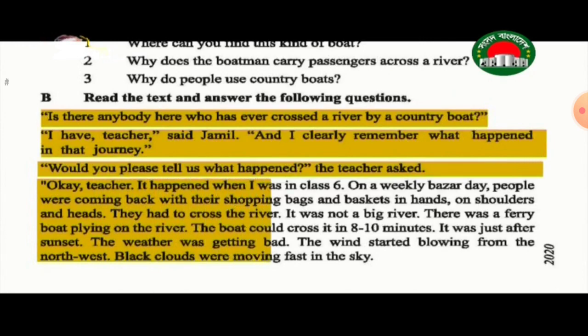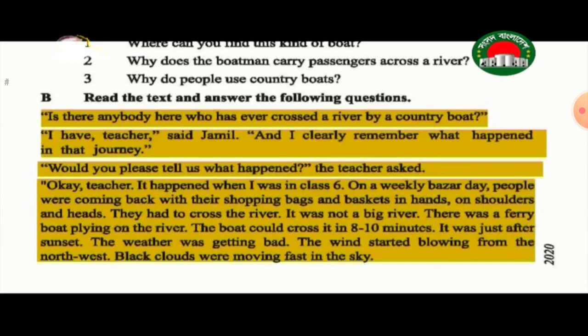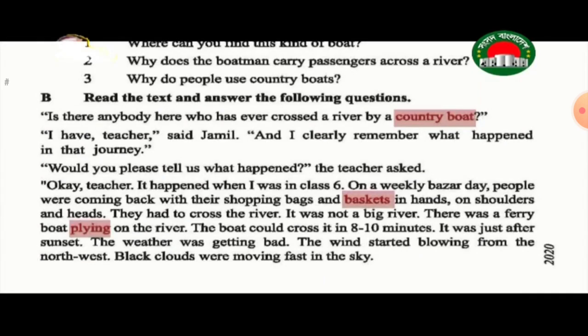It happened when I was in class 6. On a weekly bazaar day, people were coming back with their shopping bags and baskets in hands, on shoulders and heads. They had to cross the river. It was not a big river. There was a ferry boat plying on the river. The boat could cross it in 8 to 10 minutes. It was just after sunset. The weather was getting bad. The wind started blowing from the northwest. Black clouds were moving fast in the sky. So from this passage, you need to highlight the hard words like country boat, baskets, plying, blowing, clouds, moving fast. And I'm going to the next para.